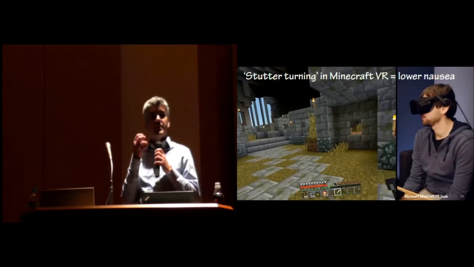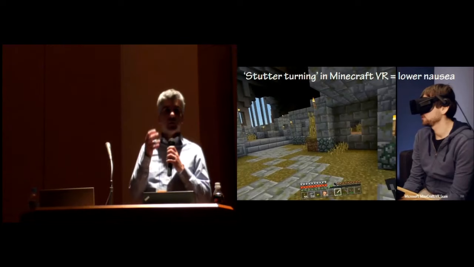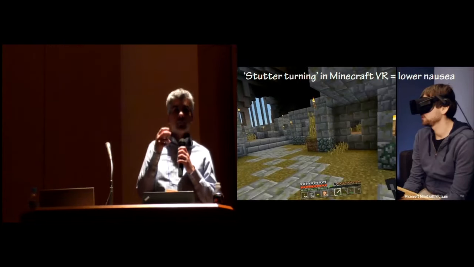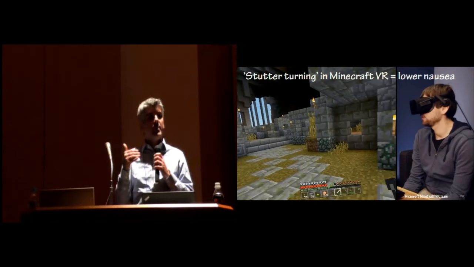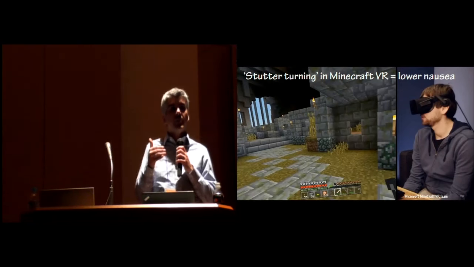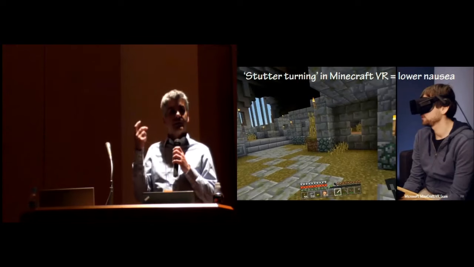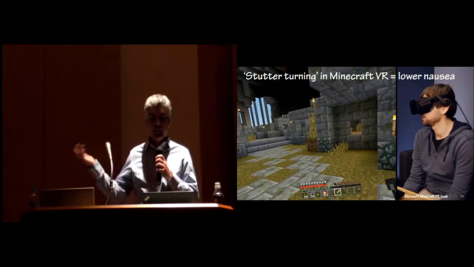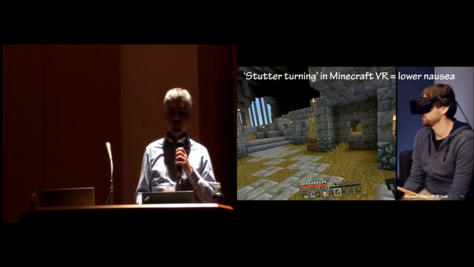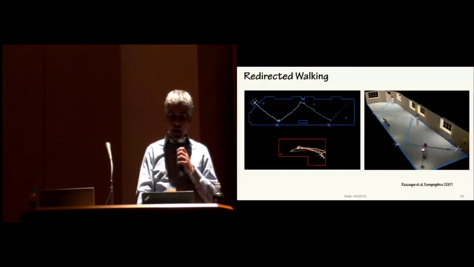So it's a good example of taking perception as a primary tool to design something. You want to minimize nausea. You don't want to penalize people for using a VR system, but you have to create a way to turn that's not as nauseating as before. And they came up with this 22-degree stutter turn.